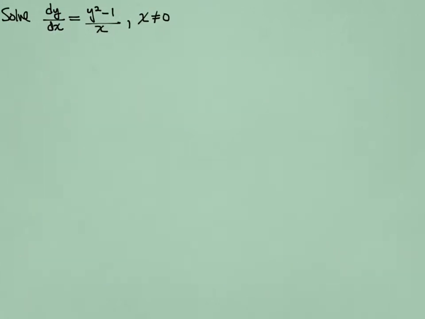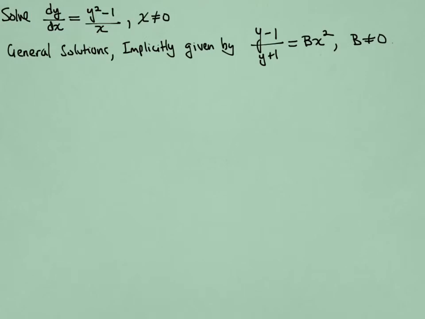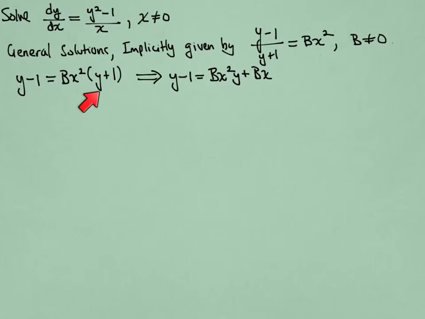So here was the original differential equation. We found the general solution implicitly given by this formula that we just had on the previous slide. And let's see if we can solve this for y. The first thing you might do is to multiply both sides by that denominator. So we'll have y plus 1 over here. Let's expand everything out. So I have bx squared times y plus bx squared. And then I'm going to bring the terms that have y in it, in this case this term, over to the other side, and the terms that don't, in this case the minus 1, over to the right side. And when I do that, I'll have this expression.